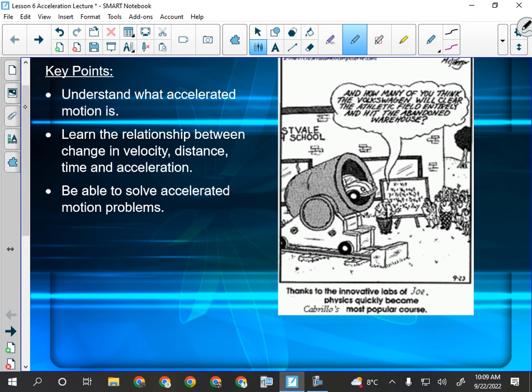All right, so we have to understand what accelerated motion is. If you recall, I've said several times now that in physics we don't use the term decelerate. Any change in velocity is an acceleration. That is the definition of acceleration. Any change in velocity over time. We need to learn the relationship between change in velocity, distance, time, and acceleration.